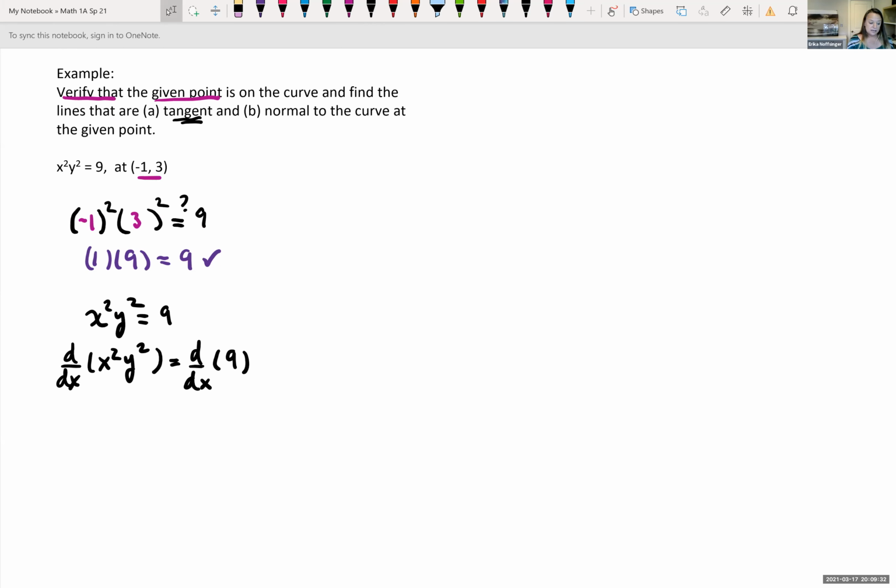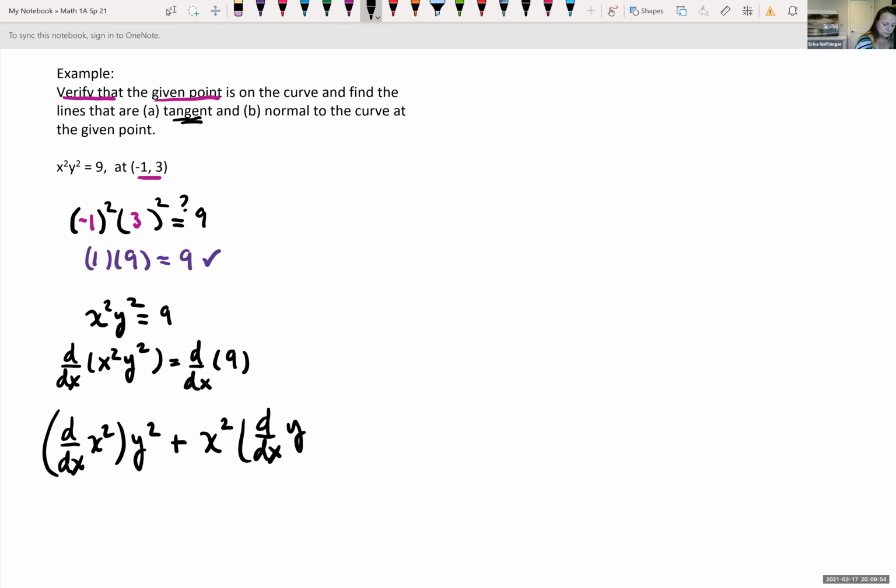Well, notice on the left-hand side, that's a product, x squared times y squared. And so we're going to need to use the product rule. And so the product rule says we're going to take the derivative d dx of the first function, x squared, times the second function, y squared, plus the first function, x squared, times the derivative, d dx, of the second function, y squared, which is equal to, well, the derivative of a constant is always 0.